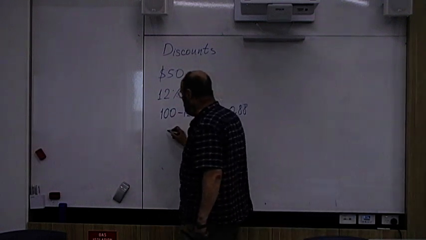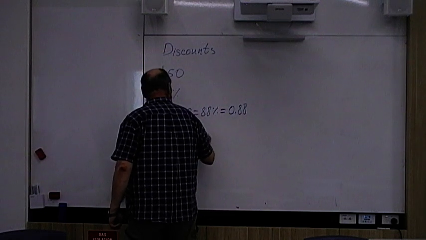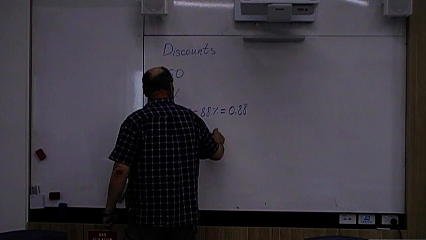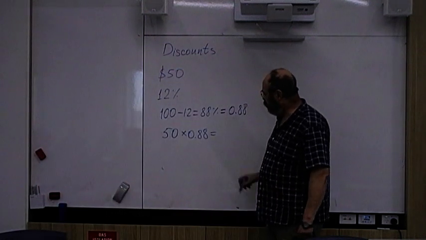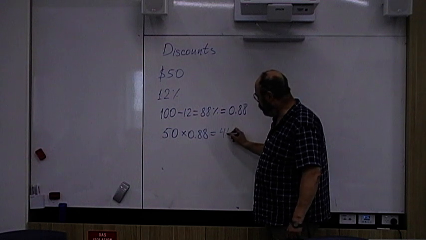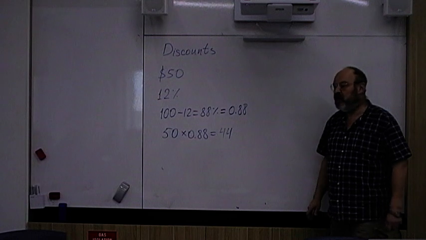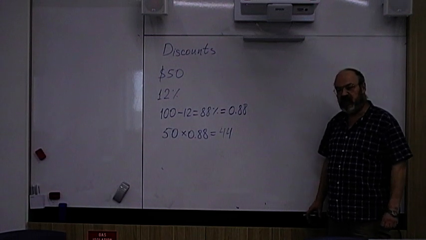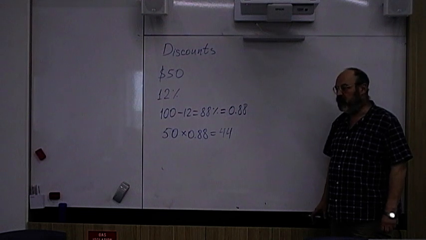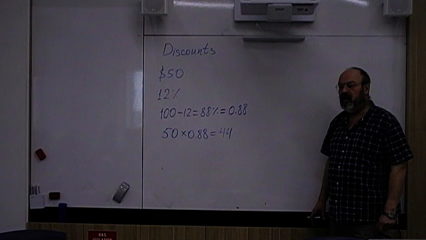So to find the sale price, we do 50 times 0.88, which equals $44. So on the sale, this item will cost $44. Makes sense how to calculate a discount if you know the original price and you know the discount?